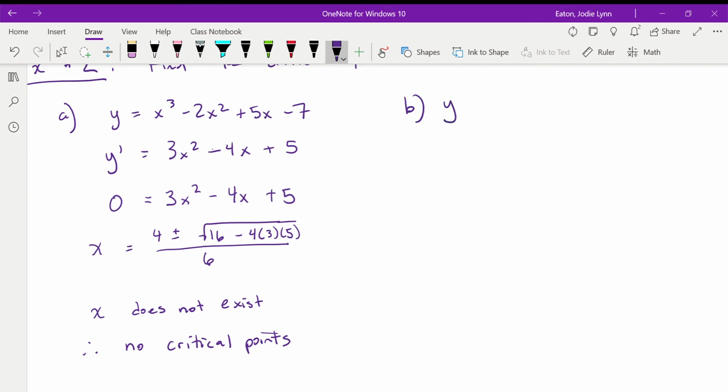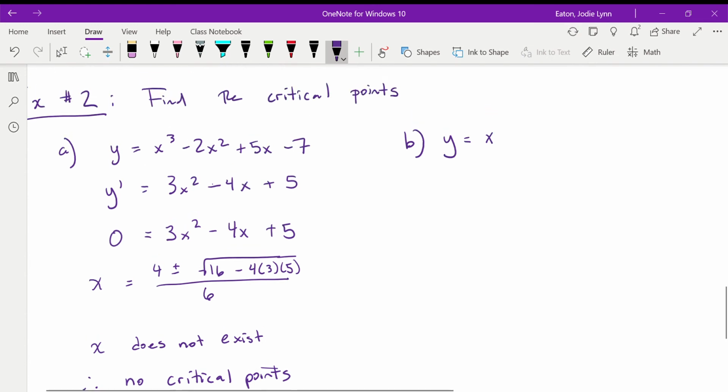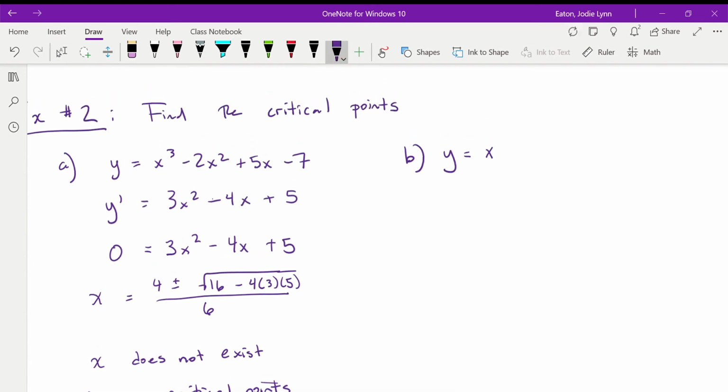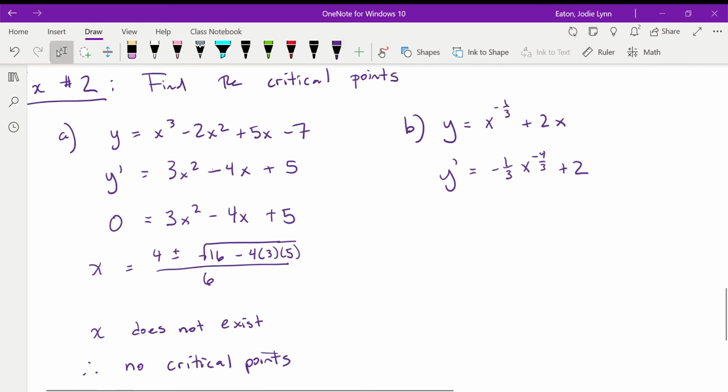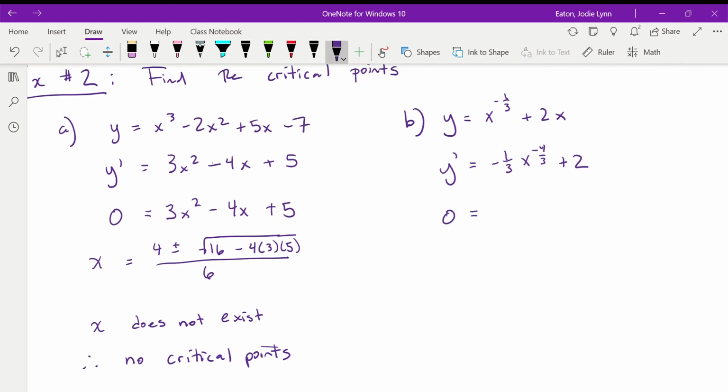So here for b, we have y equals x to the negative 1/3 plus 2x. Let's find our critical points. So first thing is y prime is equal to negative 1/3 x to the negative 4/3 plus 2. We're going to set it equal to 0 because that's where our critical points are going to be. So we have negative 1/3 x to the negative 4/3 plus 2. Okay, we are also going to be looking at where this derivative doesn't exist.